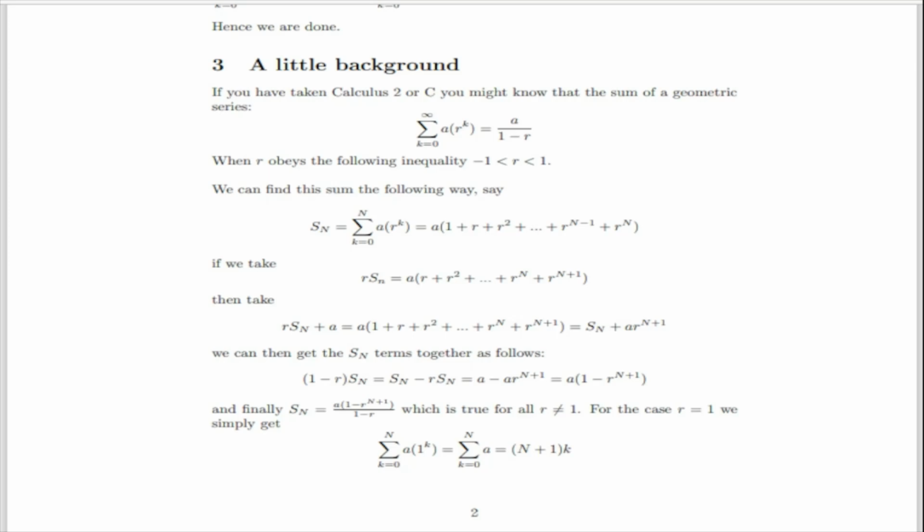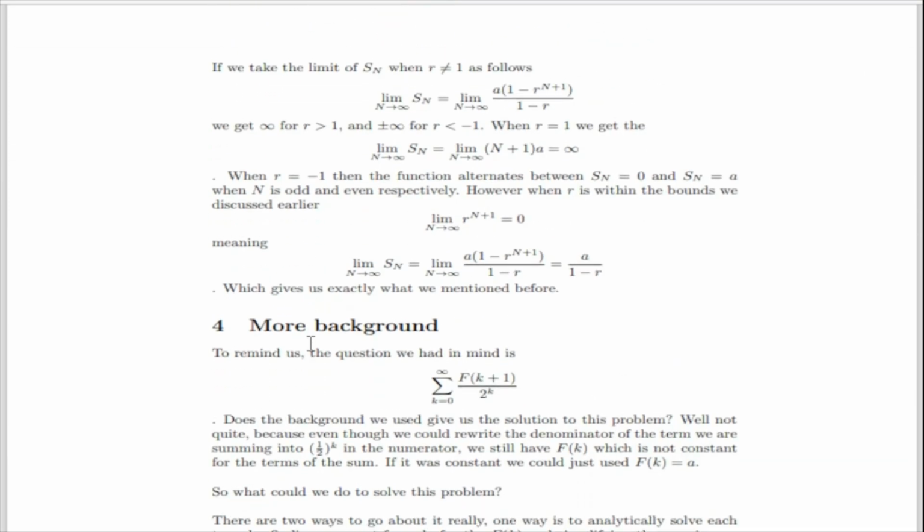Well, finally, we can divide 1 minus r from both sides to get S of n equals a all times 1 minus r to the n plus 1 all over 1 minus r, which is true for all r not equal to 1. For the case r equals 1, 1 to any power is just 1, right? So we get just summing a n plus 1 times. So that gives us n plus 1 times a.